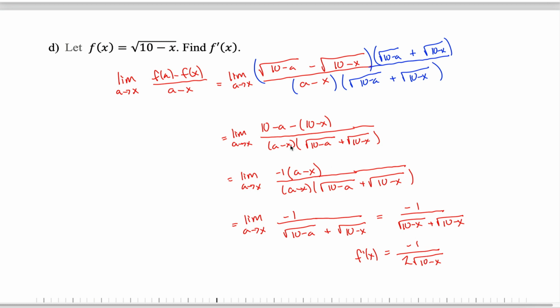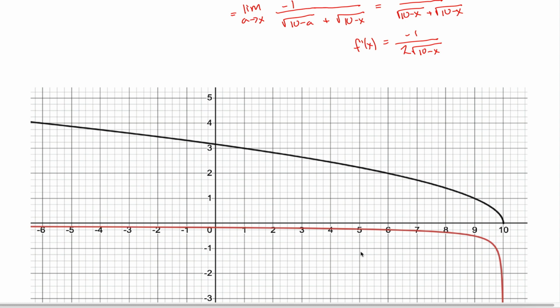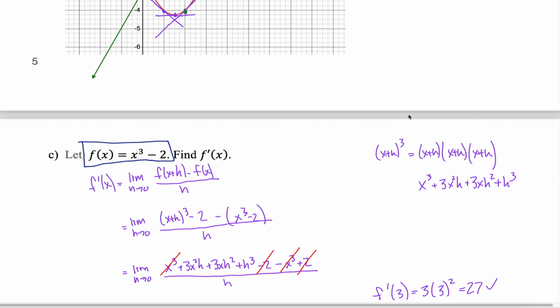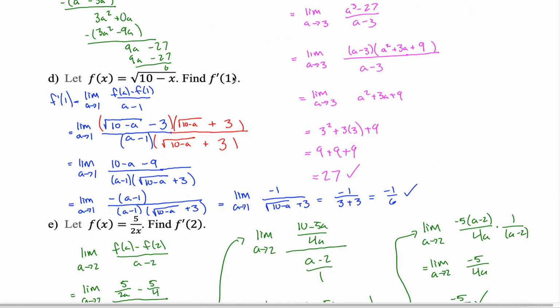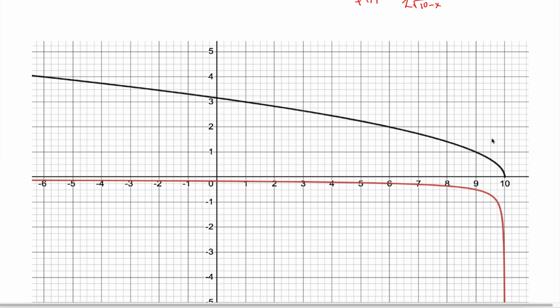It's not obvious at all that this function would have any relation to this function. They look really different, but if you graph them both on the same set of axes, you'll see some really powerful connections. The graph in red gives the slope of the graph in black. Earlier, what we looked at was f prime of 1, the slope of the tangent line to this curve when x is equal to 1. We calculated that that's equal to negative 1/6. How's that show up on this graph? Over here in black, we have f of x. Down here in red, we have f prime of x, the derivative.